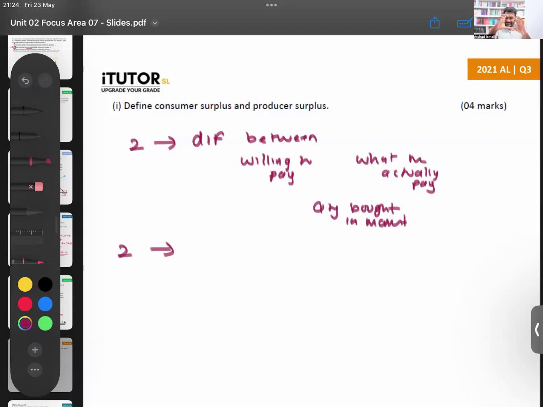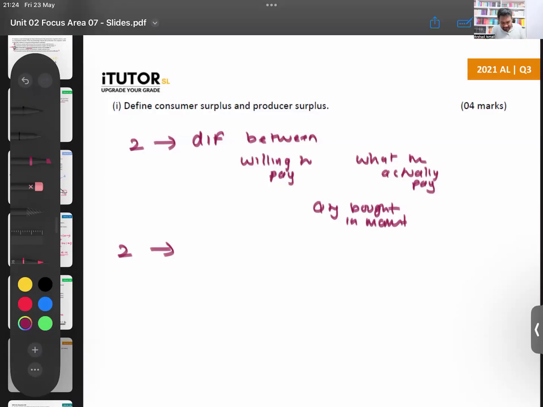What he actually pays is the market price. You don't have to draw a diagram if you don't need to. If you want, you can write the equation also, Lamai. Area below the demand curve above the equilibrium price. You can give a small thing like that as well.